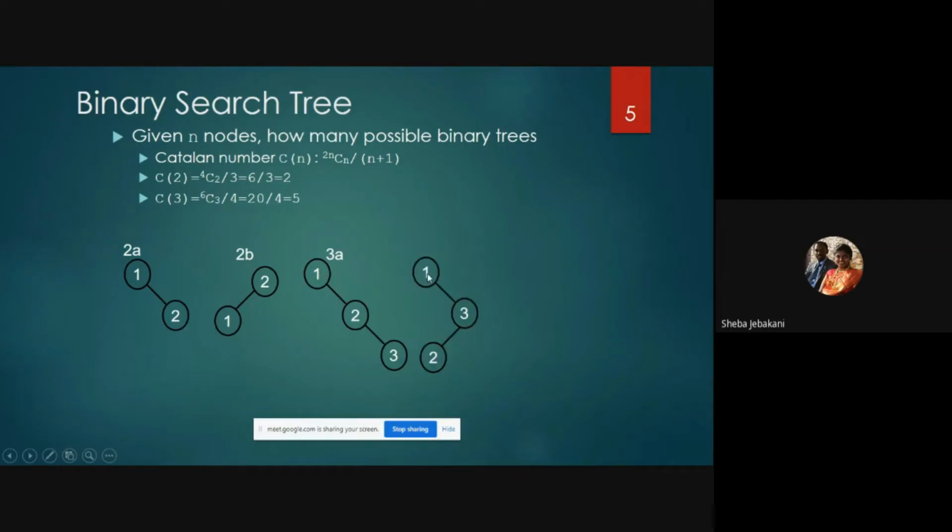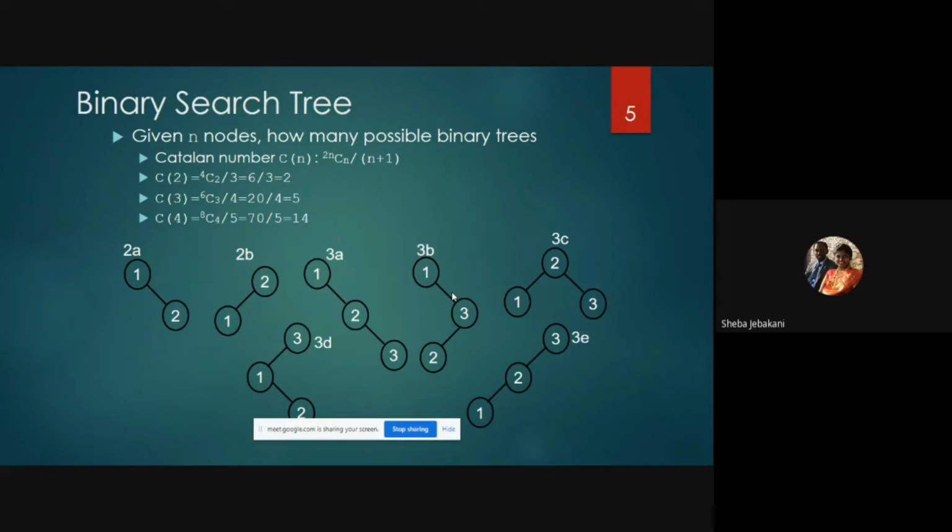Okay, this is also possible, wherein 3 is greater than 1, and 2 is less than 3. So 2 comes to the left, 3 comes to the right. This is also possible. Yes. Then this is also possible. This is also possible. So how many trees are possible here? Totally 5 different trees are possible.